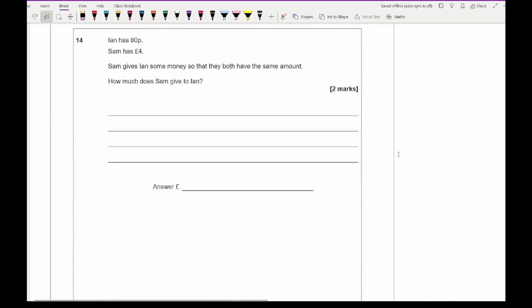Question 14, it says Ian has 80 pence, Sam has £4. Sam gives Ian some money so that they both have the same amount. How much does Sam give Ian? So the total amount that they both have is going to be £4.80. Now if they both have the same, that means that each of them will have £2.40. So how much more money does Ian need to be given? Well, if I do 4 take away £2.40, well, that's going to give me £1.60. So how much money does Sam give? Well, it's going to be £1.60.